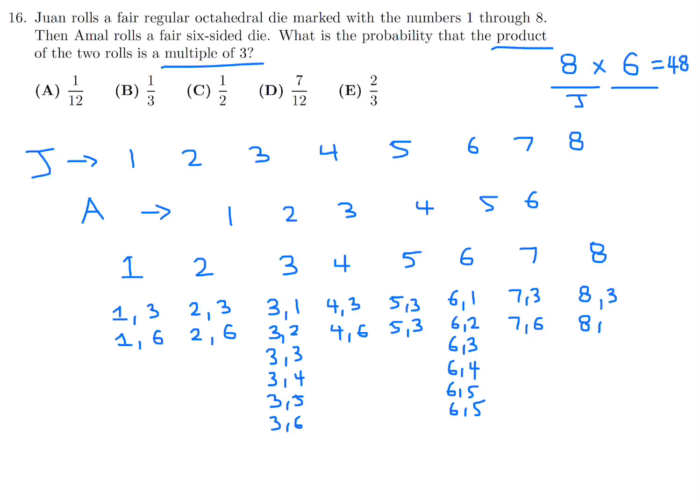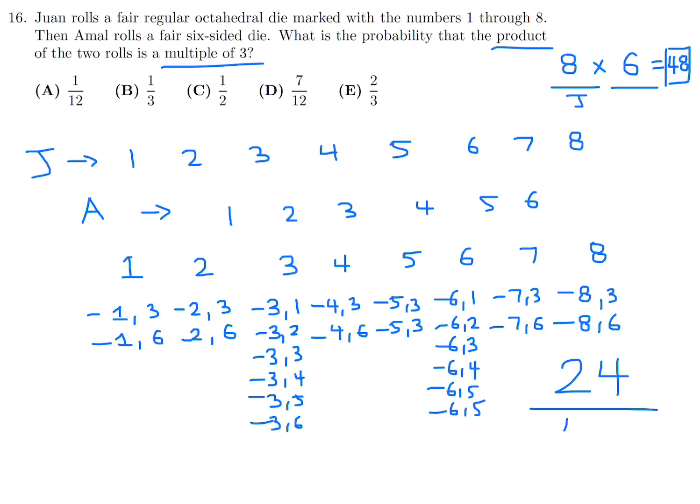All right, so let's count these up. 1, 2, 3, 4, 5, 6, 7, 8, 9, 10, 11, 12, 13, 14, 15, 16, 17, 18, 19, 20, 21, 22, 23, 24. So 24 ways out of the total, which was 48. And that is a half. So I hope that explains it a little bit better than the quick way.